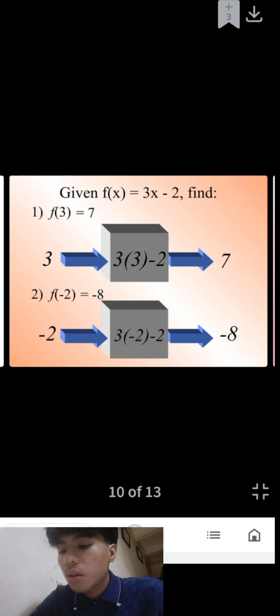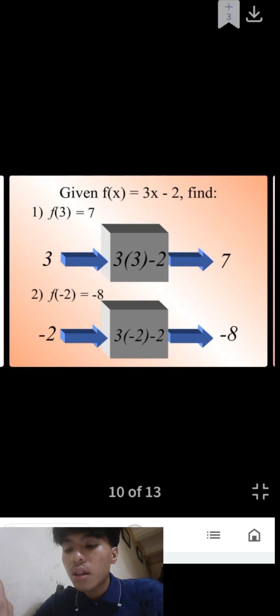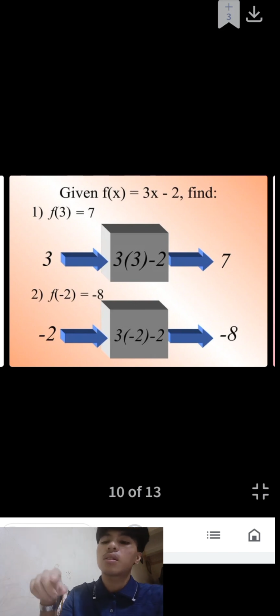Why though? Because f of 3 means we put the 3 in the x, and then we multiply it by the 3 again because the given was 3x minus 2. So 3 times 3 equals 9, minus 2. So it comes out to 7.